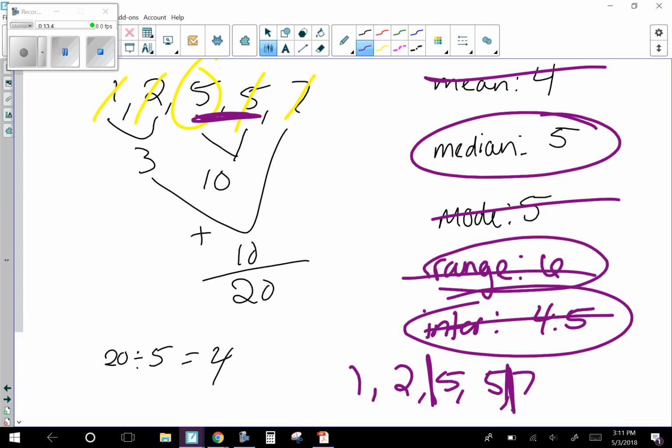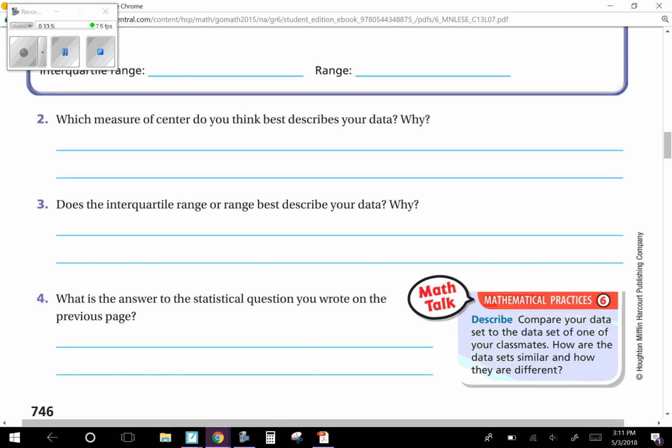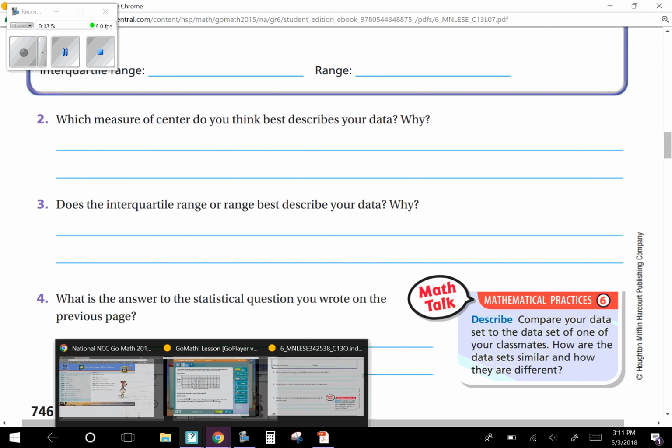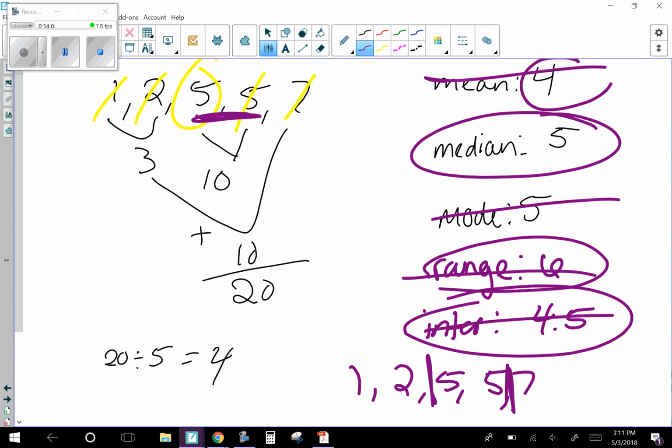The interquartile is more in the middle of that data than the range is. And then the last question here is, what is the answer to the statistical question you wrote on the previous page? So the answer to that previous question is we wrote what is the mean number of pets for the people I surveyed, and we already calculated that, and that answer would be 4.